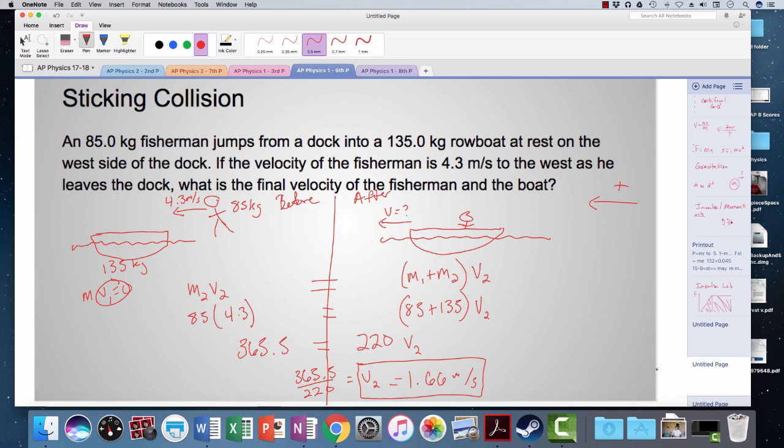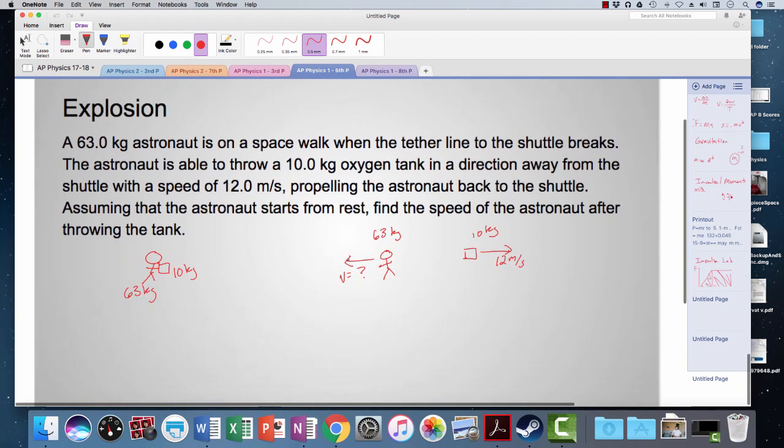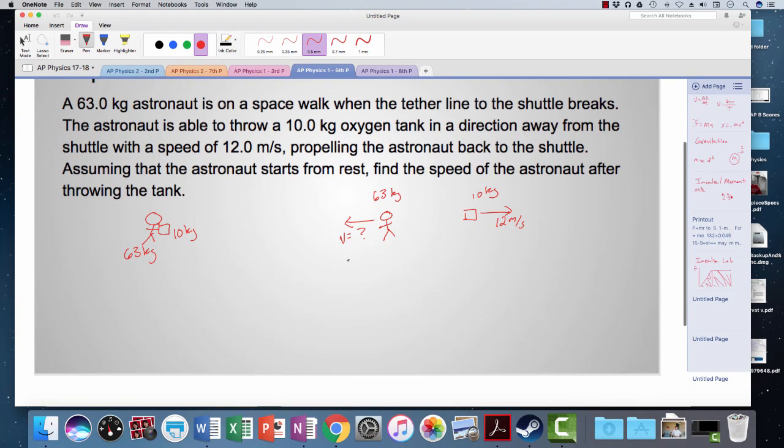Okay, and so the third type is the easiest type. The third type is the explosion. Explosions are easy. Okay, so same thing. Draw it out. There's an astronaut. If you ever saw Gravity, this is the same thing that was in Gravity. She had a fire extinguisher and she sets off the fire extinguisher. She goes flying backwards, right? Because it's just conservation of momentum. So same thing. Here's my before, and here's my after.